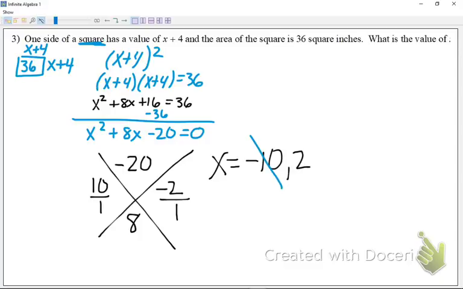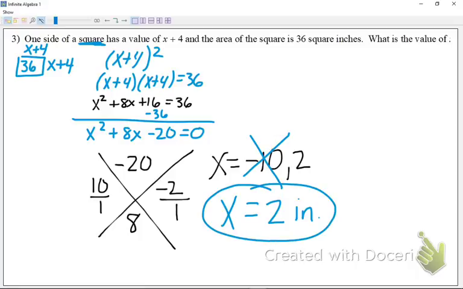Again, no negative feet or inches in this problem. Okay, we cannot have negative length. So my final answer, x equals 2, and we're looking at inches in this problem. X equals 2 inches.